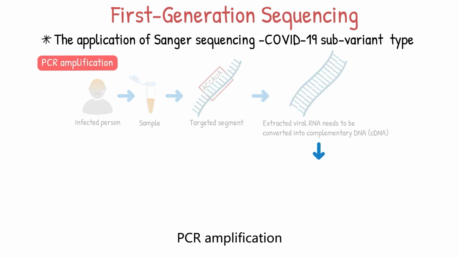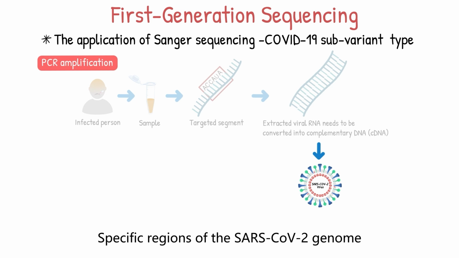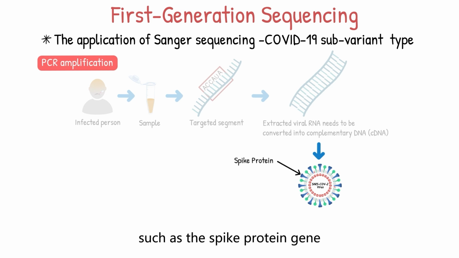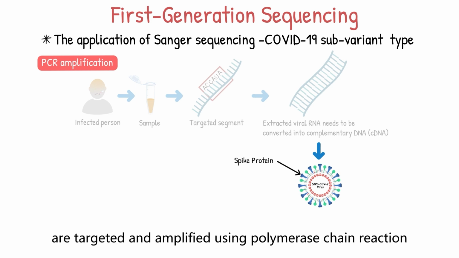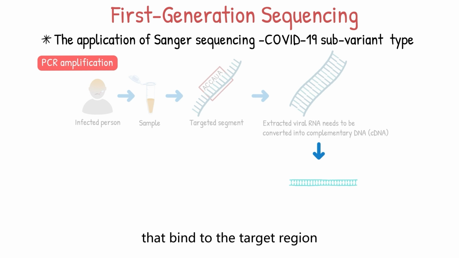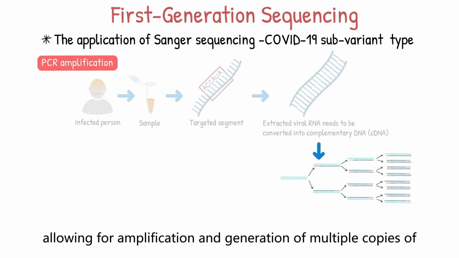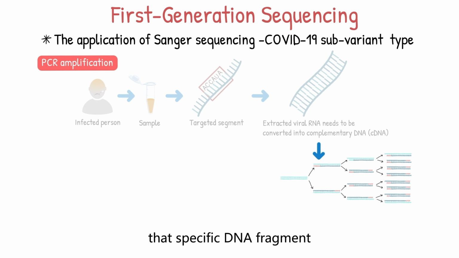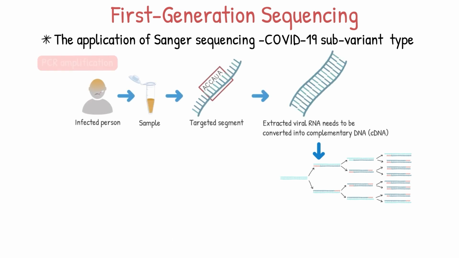PCR amplification. Specific regions of the SARS-CoV-2 genome, such as the spike protein gene, are targeted and amplified using polymerase chain reaction, or PCR. This process involves designing specific primers that bind to the target region, allowing for amplification and generation of multiple copies of that specific DNA fragment.